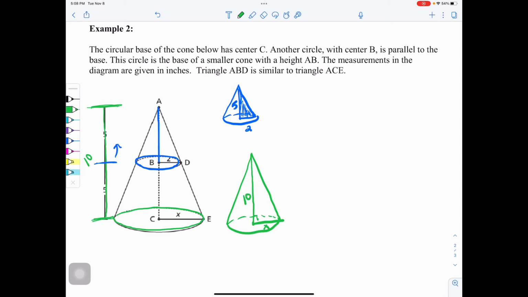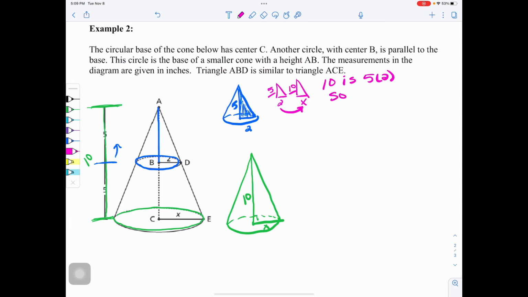Now, if you just look at those two triangles for a second, this one, 2 and 5, the larger one, X and 10. Just looking at the picture, I see that the height of the smaller one was multiplied by 2 to get 10. So we just want to make sure we do the same thing here. So 10 is coming from 5 times 2.